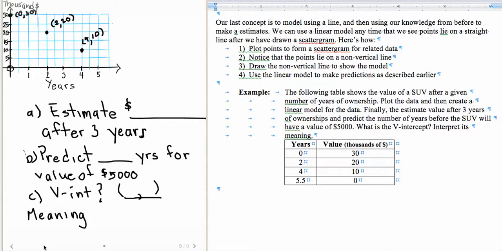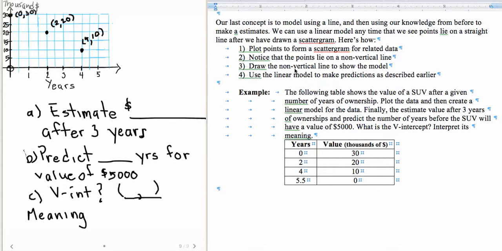Our last concept in section 1.3 is how to use a scatter plot to form a linear model that can then be used to estimate and predict and to find x and y intercepts, or independent and dependent intercepts. So first of all, if you're going to make a linear model, the first thing you need to do is plot a set of related points to form a scattergram.